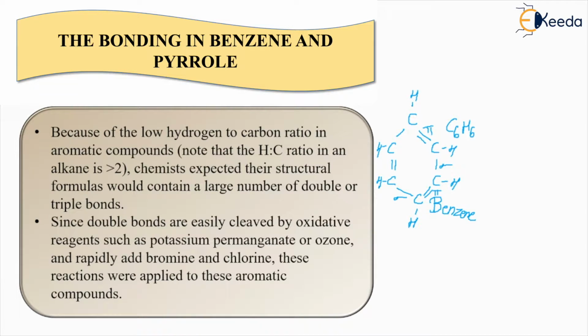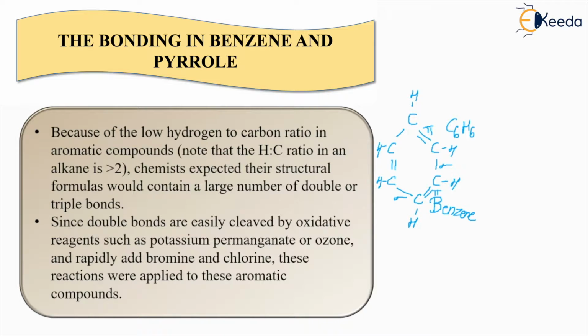Because of the low hydrogen to carbon ratio in aromatic compounds, that is the H to C ratio in aromatic alkane. Always remember that H to C ratios in alkanes will be greater than 2. But since this is not an alkane, it's benzene, it is an aromatic alkene. And because of that, it will not be greater than 2. Chemists expected the structural formula will contain larger number of double and triple bonds.